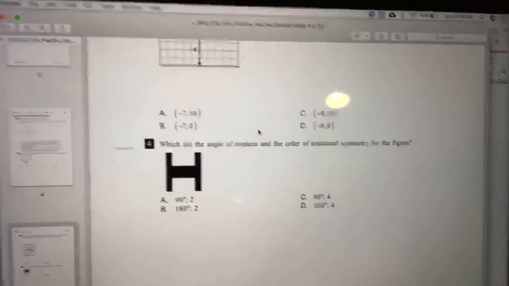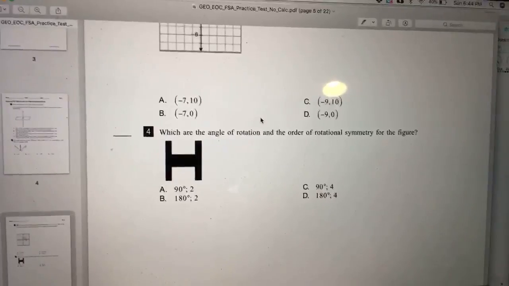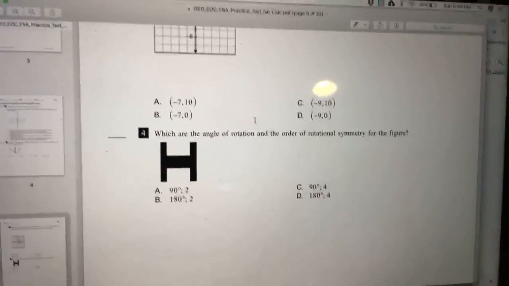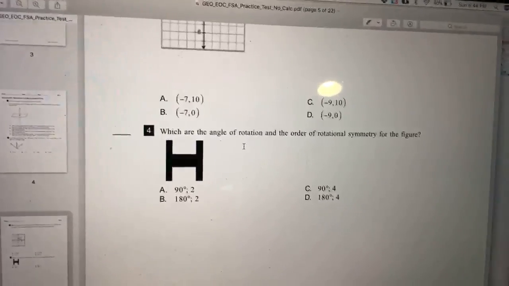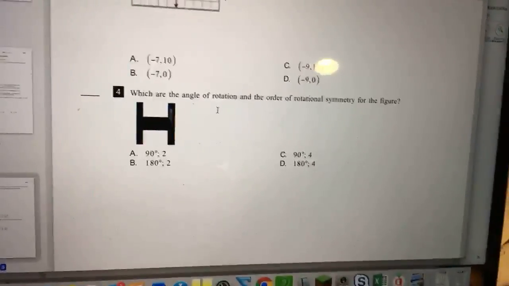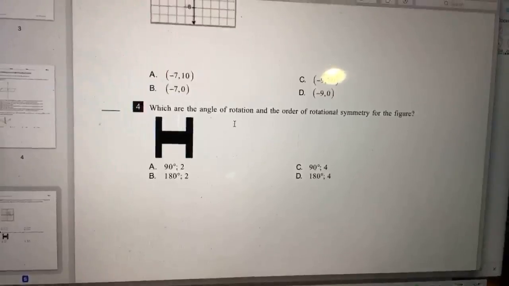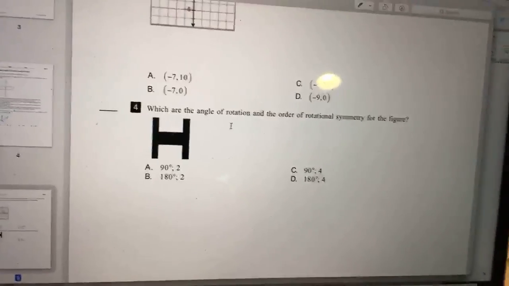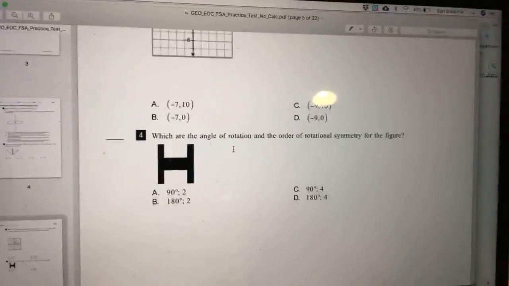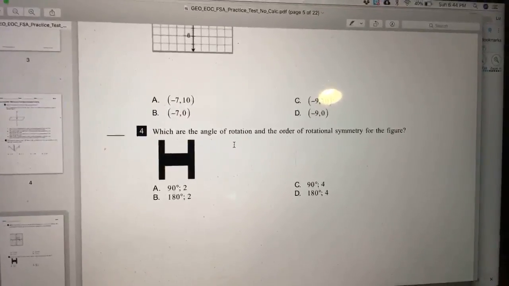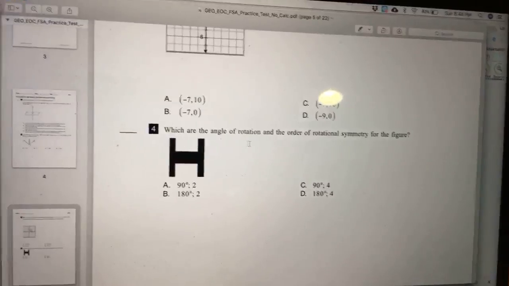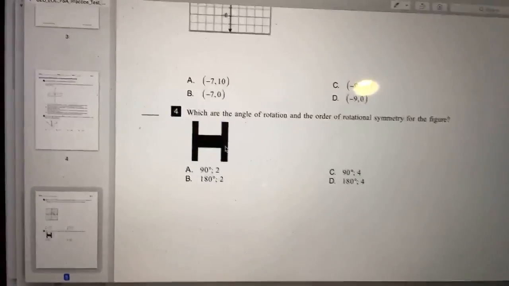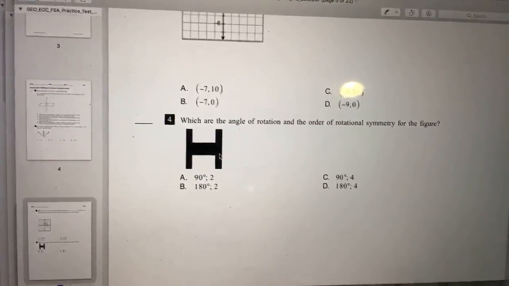What is the angle of rotation and the order of rotational symmetry for the figure? Okay, so the angle of rotation, that's how we have to rotate this in order for it to match, to be identical to itself? All right, so if I had this on my physical paper, then I would literally rotate my paper. Our options are 90 degrees or 180 degrees.